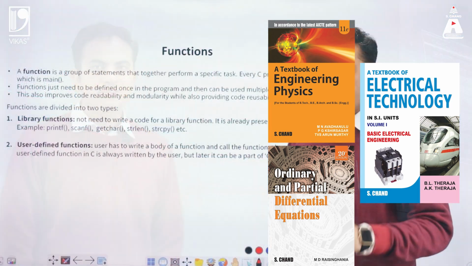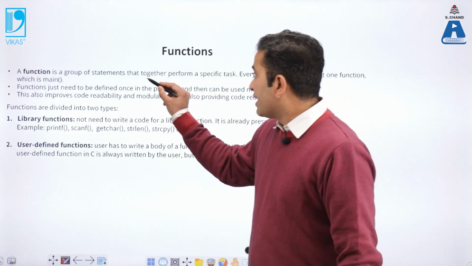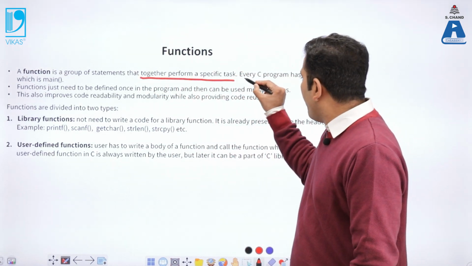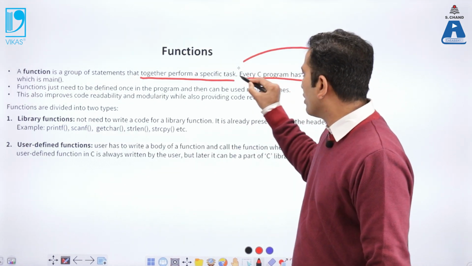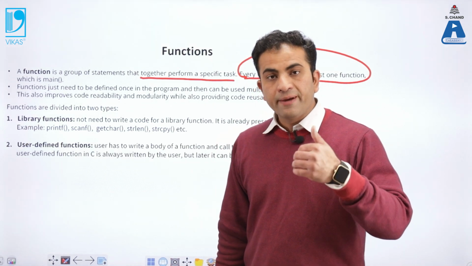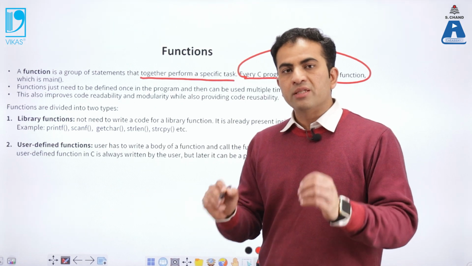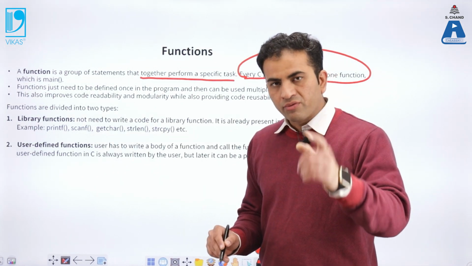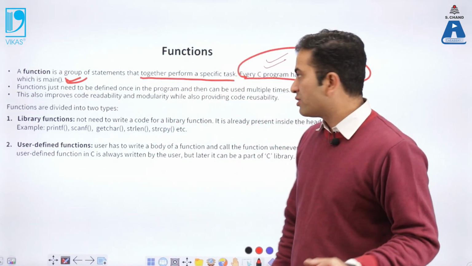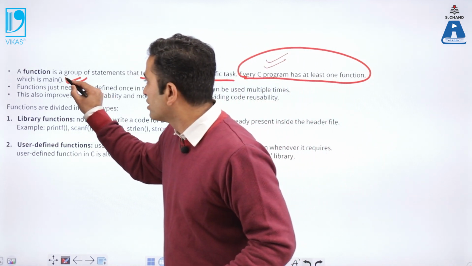Functions. A function is a group of statements that together perform a specific task. Every C program has at least one function. It is not only about every C program, it is about every program of any language. Any program must have one function. A function is a group of statements that together perform a specific task, and every C program has at least one function, which is main.